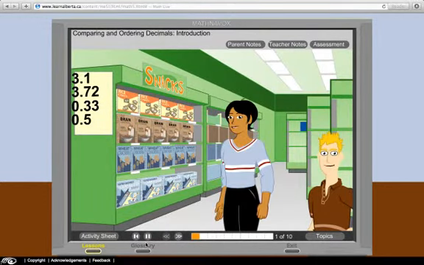Now we have to compare each of these numbers to decide which is the smallest and which is the largest. Then we will know which item has the least amount of fat per serving. Before we can do that, we have to make sure we know how to compare and order decimal numbers.